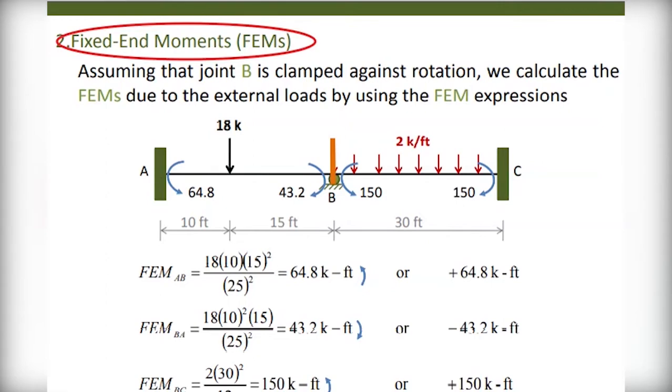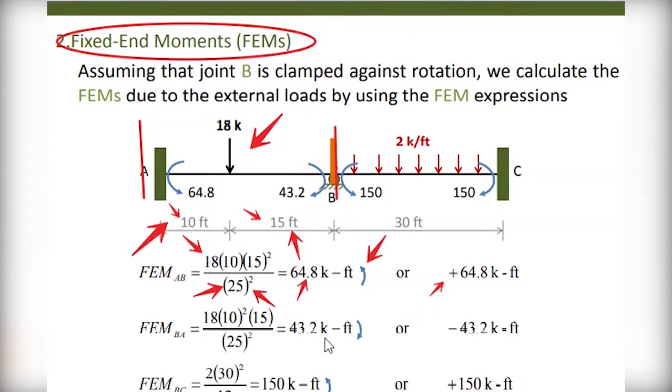So by considering this point is fixed, and this point is fixed, and having the point load as shown here, the formula is the point load times the first value, length a, times the square of the second value b, over the total length. The total length is this one plus this one, which is 25, squared. On finding, you get about 64.8 kilonewton feet. This is in this direction, so it is a positive value.